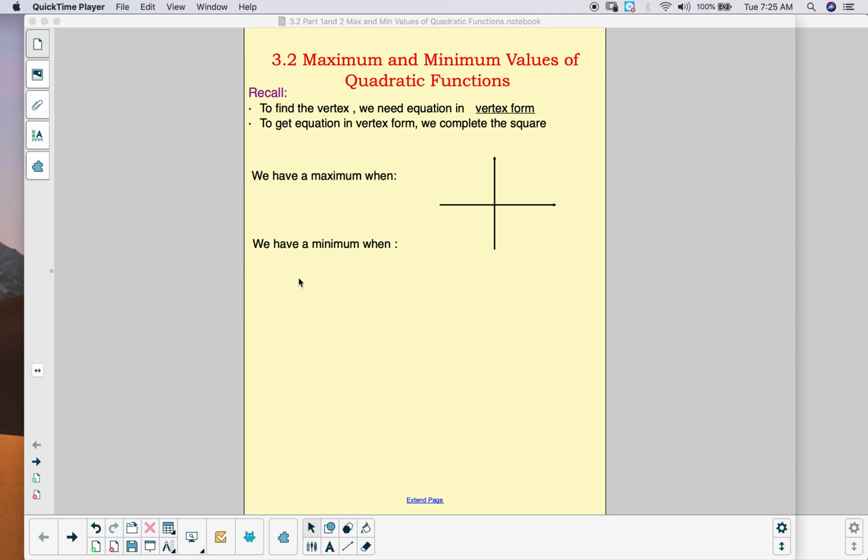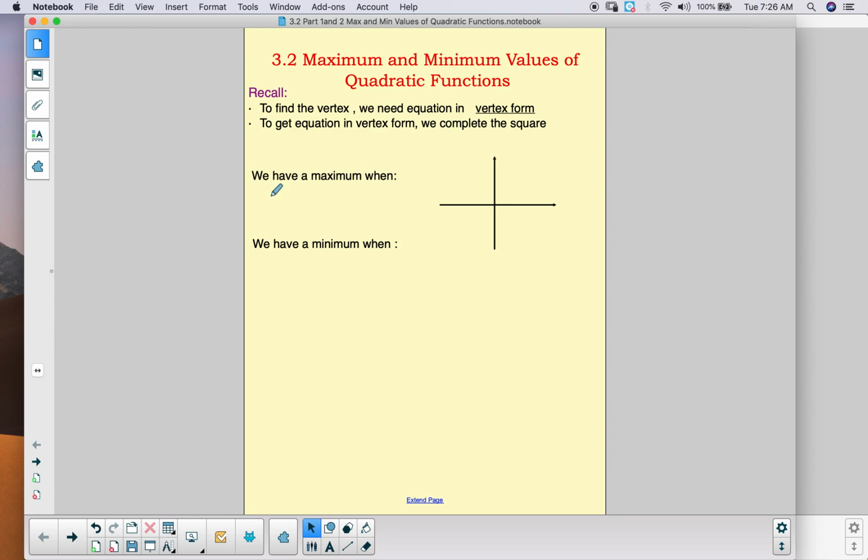Second lesson is on the maximum and minimum values of quadratic functions. We just want to recall that to find the vertex, we need the equation in the vertex form. To get the equation in vertex form, we can complete the square. We have a maximum when the parabola opens down.